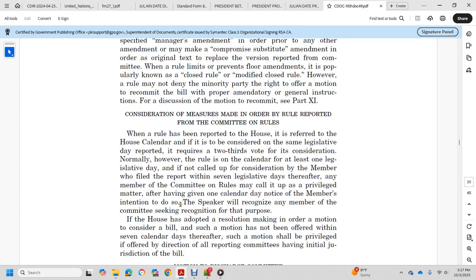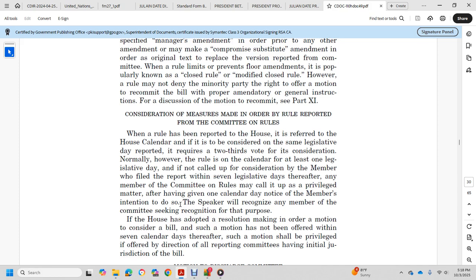When a rule has been reported from the Committee on Rules, the House may consider it on the same legislative day, but this requires a two-thirds vote. Normally, however, the rule is called up at least one legislative day later. A member may file the report within seven legislative days, and thereafter any member of the Committee on Rules may call up one of the privileged resolutions, having given one calendar day's notice of his intention to do so.